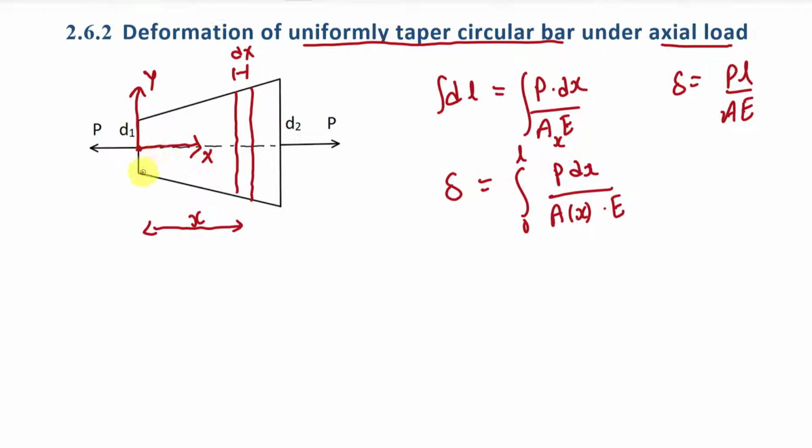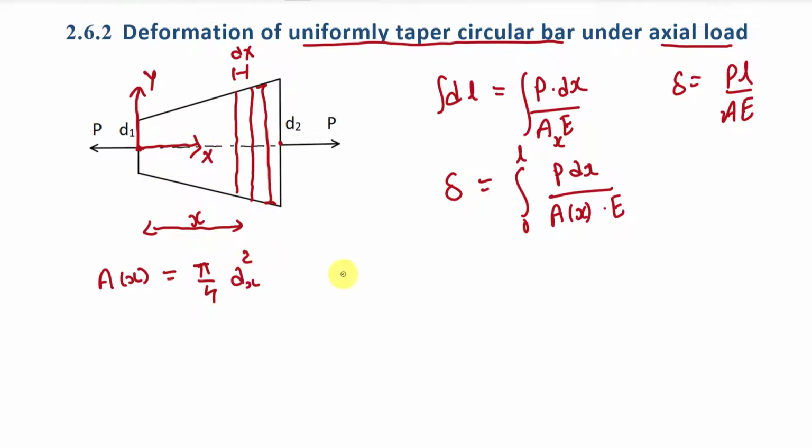Because here the area is continuously changing from x equal to 0 to x equal to L, and it can be found out as a function of x. Now we know the area at distance x is pi by 4 into dx square, and here this dx is the diameter at distance of x, meaning it is this diameter. So we have to find out the value of diameter as a function of x. And how can we find it out? We know that the diameter is linearly varying from this point to this point, meaning it is an equation of a line.